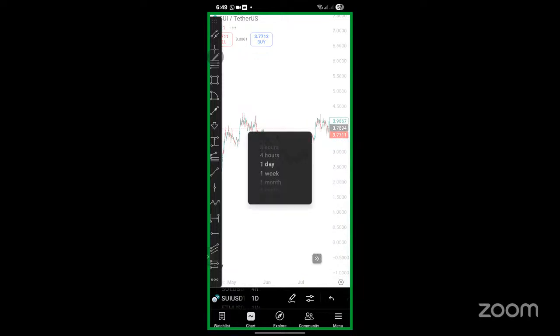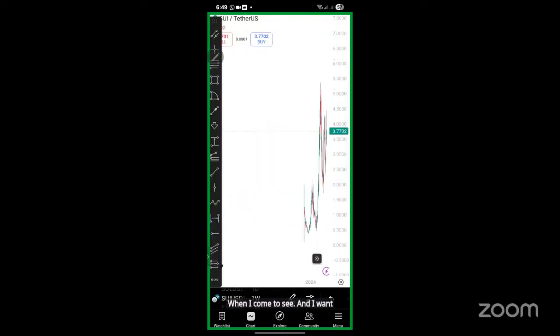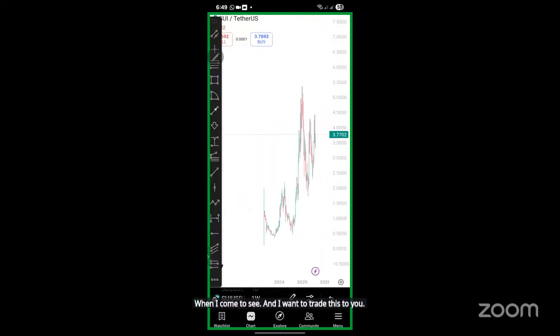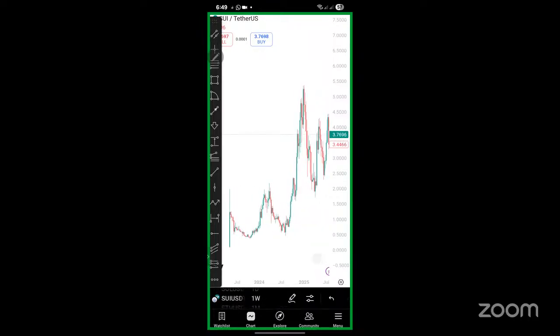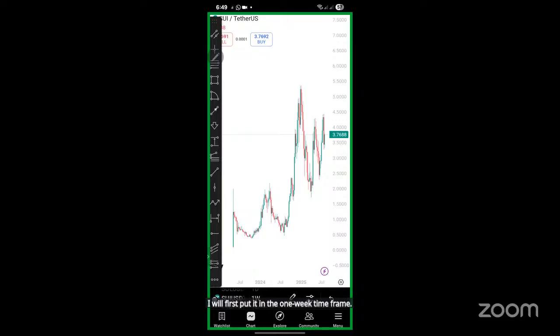Okay, when I come to SUI and I want to trade it, I will first put it in the 1 week time frame. In the 1 week time frame, we are going to learn a simple pattern. And this pattern, I saw it on SUI. That's why my interest is on SUI.